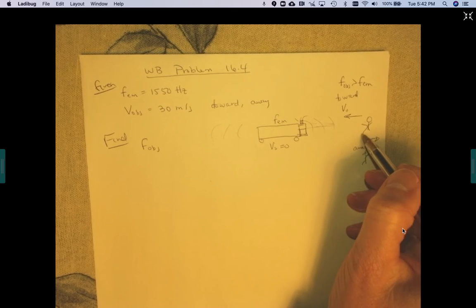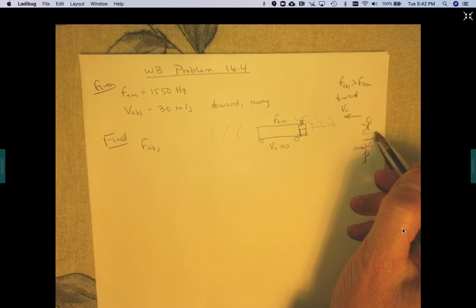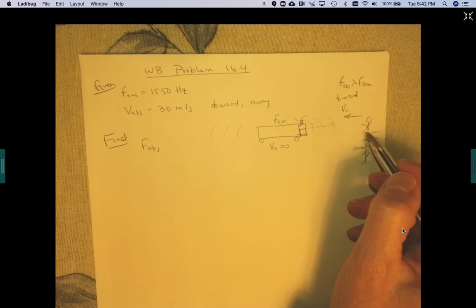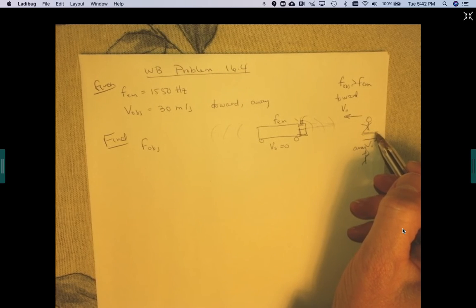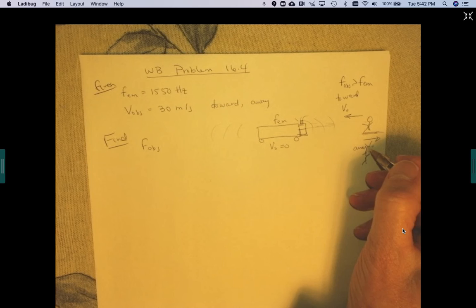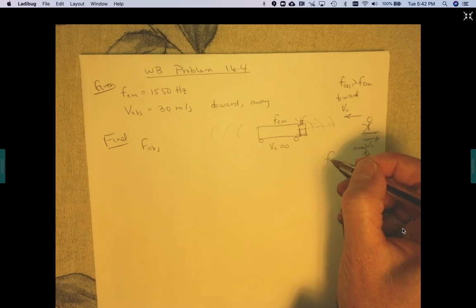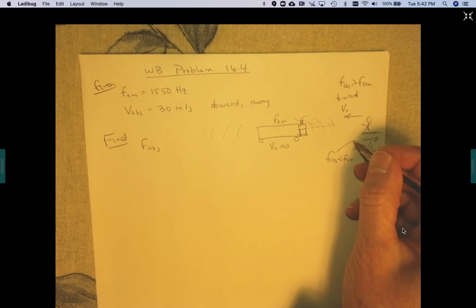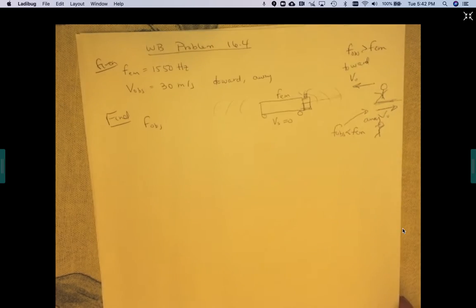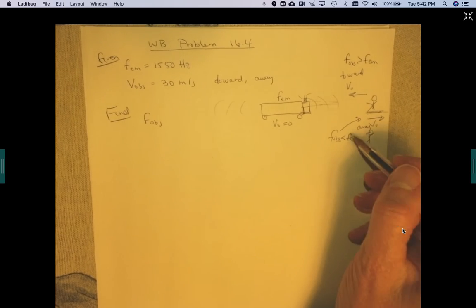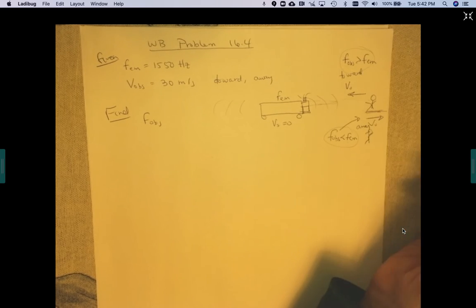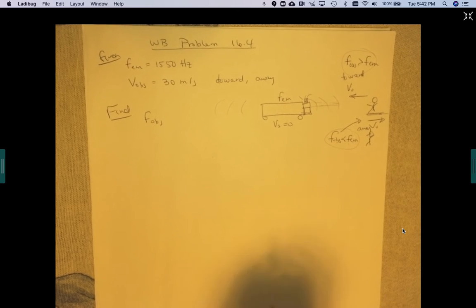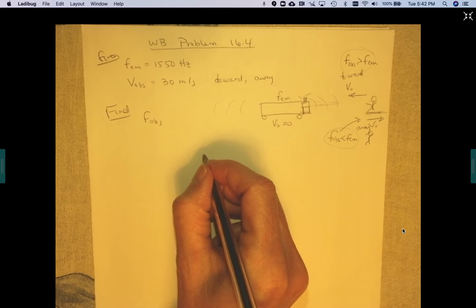And then if you're moving this way, you're kind of outrunning the waves a little bit. So you'll hit them slower, boom, boom, boom. So F observed should be less than F emitted for this guy. So it's always good to think about this in terms of what you should get, and then we work the equation to get the right sense of the answer.